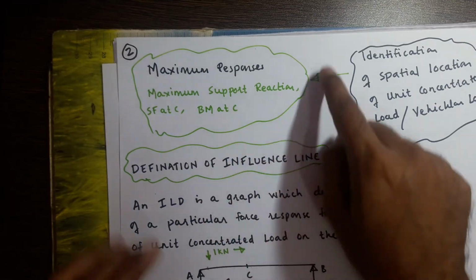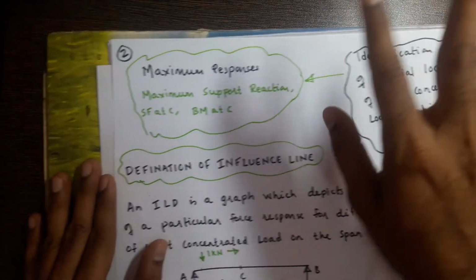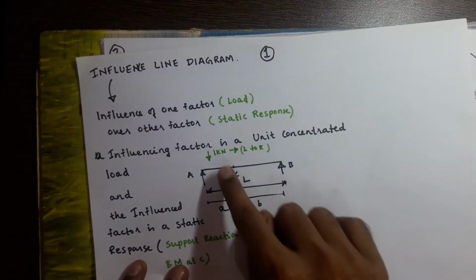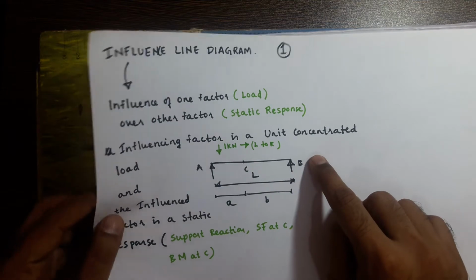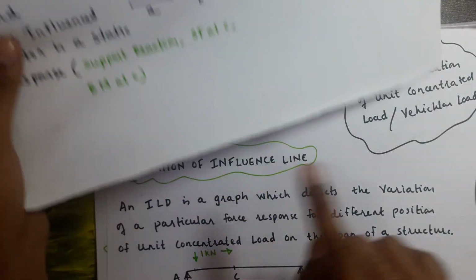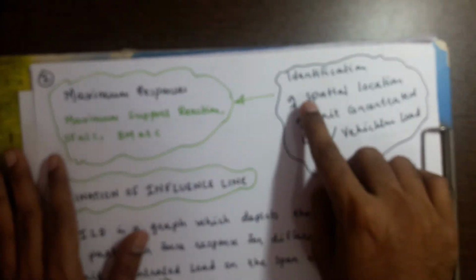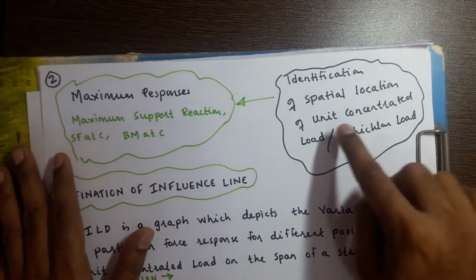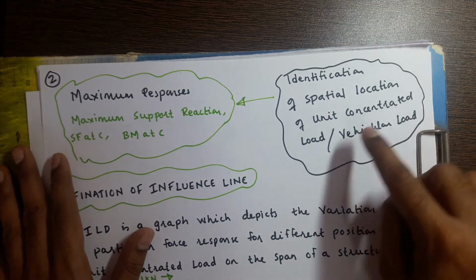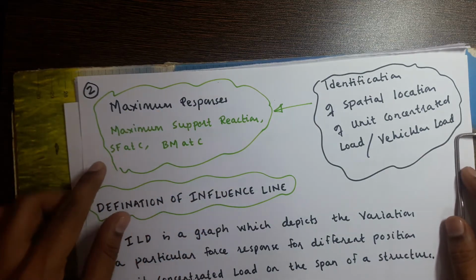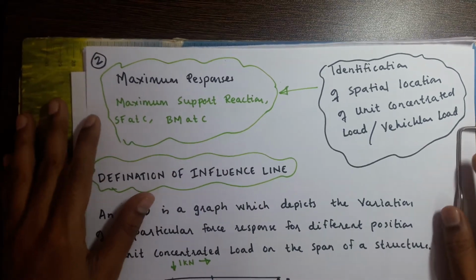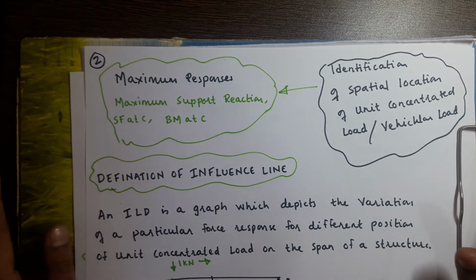So how are we going to find this? We have a vehicular load which is moving from the extreme left end to the extreme right end. For this moving vehicular load, we have to identify the spatial location of the unit concentrated load or vehicular load so as to get maximum responses such as support reaction, shear force at C and bending moment at C.